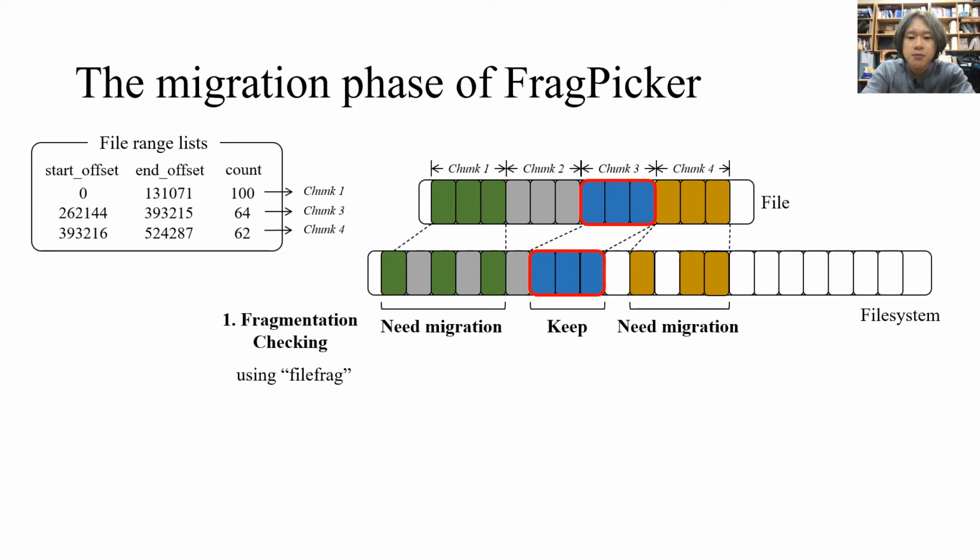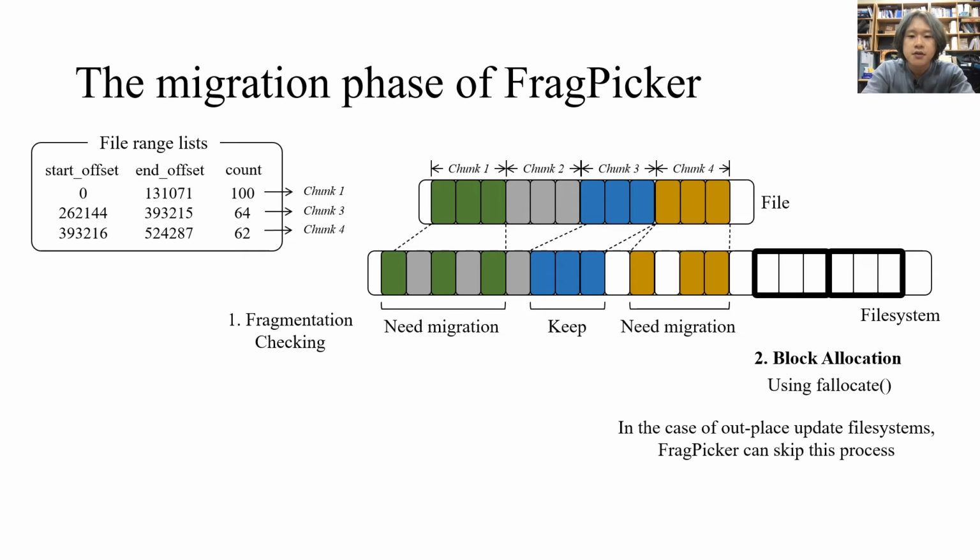Like this, the process checks the fragmentation state of each range and decides which one to migrate in order to further minimize the write amount. Next, FragPicker performs block location. In the case of in-place update file systems, explicit block location is necessary for data migration. Therefore, using fallocate, we allocate a new contiguous area in advance of the actual migration. Since out-of-place update file systems do not require block location, FragPicker can skip this process in that case.